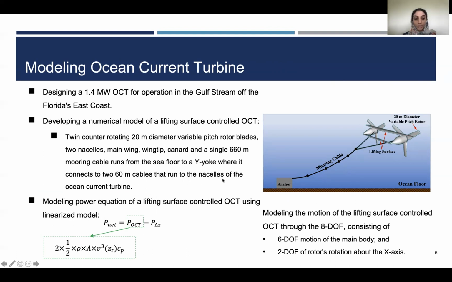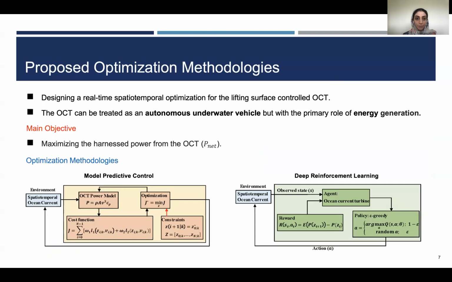After modeling the system, we want to obtain the power equation for the lifting surface controlled ocean current turbine, and we just use the linear model. The power equation includes two terms. The first term is related to the power generated by this system, and the second one is related to the power consumed to change depths. So we now want to formulate our optimization problem. We want to design a real-time spatiotemporal optimization for the lifting surface controlled ocean current turbine to maximize the harnessed power.